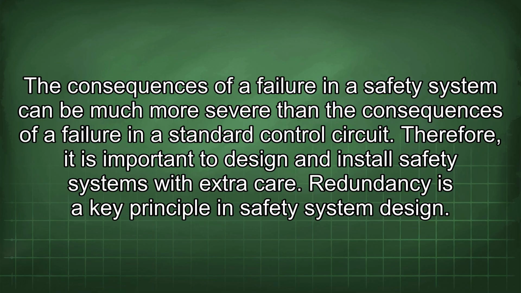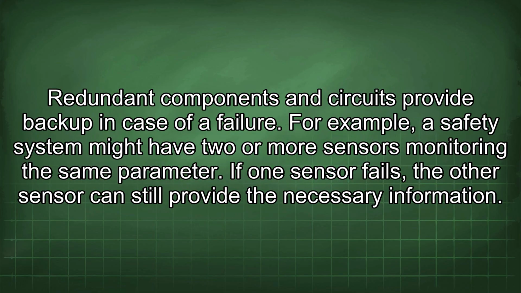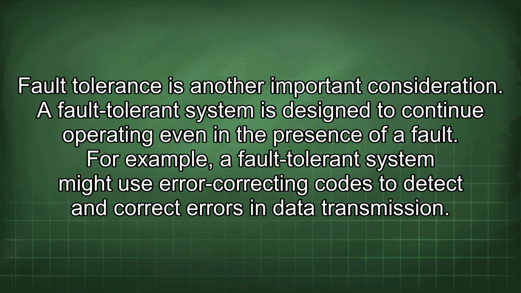Redundancy is a key principle in safety system design. Redundant components and circuits provide backup in case of a failure. For example, a safety system might have 2 or more sensors monitoring the same parameter. If one sensor fails, the other sensor can still provide the necessary information. Fault tolerance is another important consideration. A fault-tolerant system is designed to continue operating even in the presence of a fault. For example, a fault-tolerant system might use error-correcting codes to detect and correct errors in data transmission.